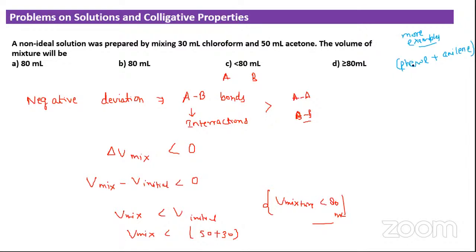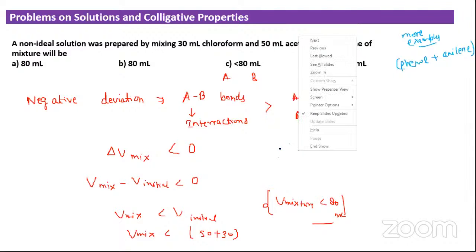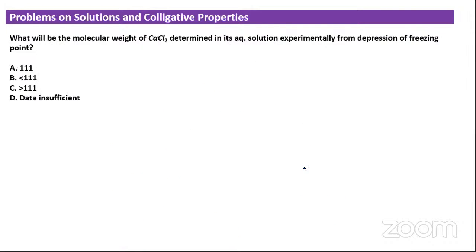Okay fine. Yes, समझ में आ गया? Yes, absolutely correct. कोई भी इंटरेक्शन होगा, कोई भी फोर्सेज ऑफ अट्रैक्शन होंगे between the two, so that will lead to obviously negative deviation from the Raoult's law flow. Let's move on to the next one.